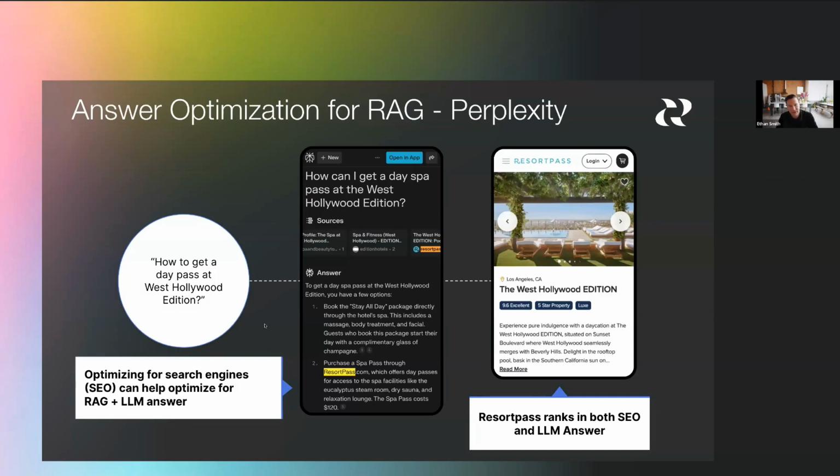Okay, so how do we optimize for RAG LLM search and discovery? So this is an interesting example. We work with a company called Resort Pass, and they help you get passes to high-end spas and pools and rent a cabana at a rooftop and things like that.